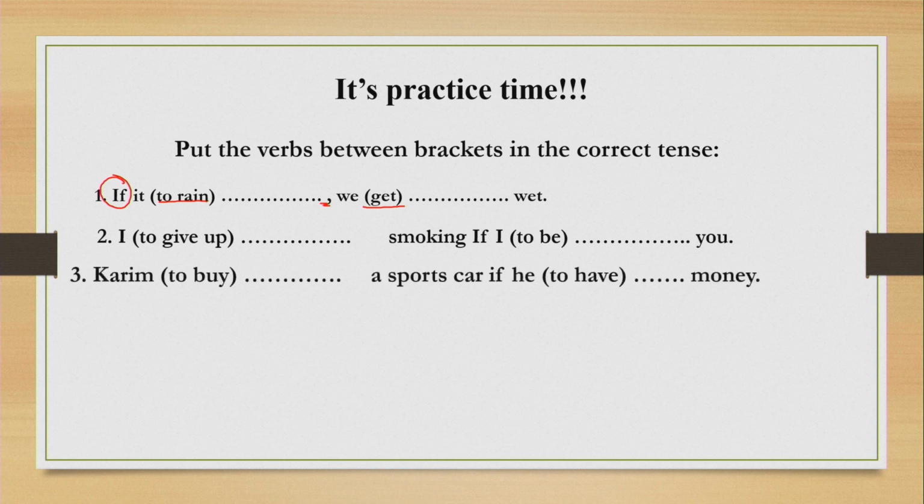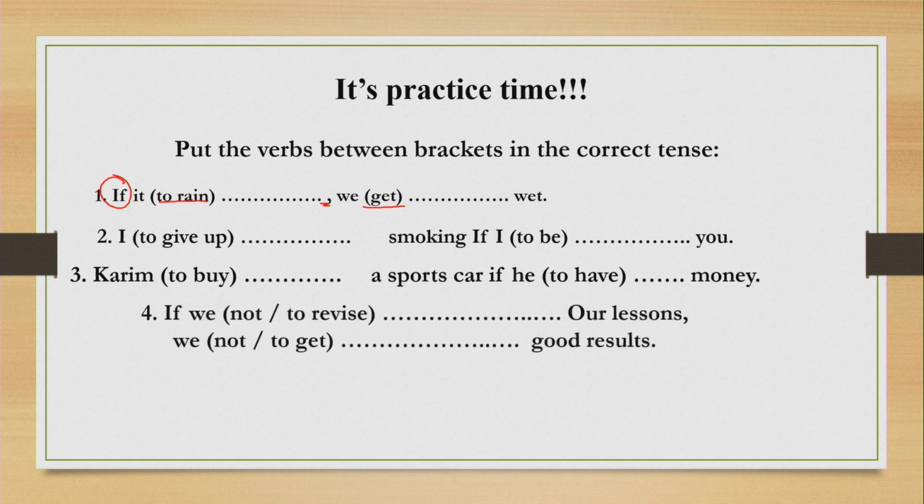Number 3, Karim to buy a sports car if he to have money. Number 4, if we not revise our lessons, and be careful here because we're talking about the negative form, we not to get good results. So I give you 2 minutes to answer these questions, and you have to bear in mind the rule of conditional type 2. So I let you have 2 minutes to do that.